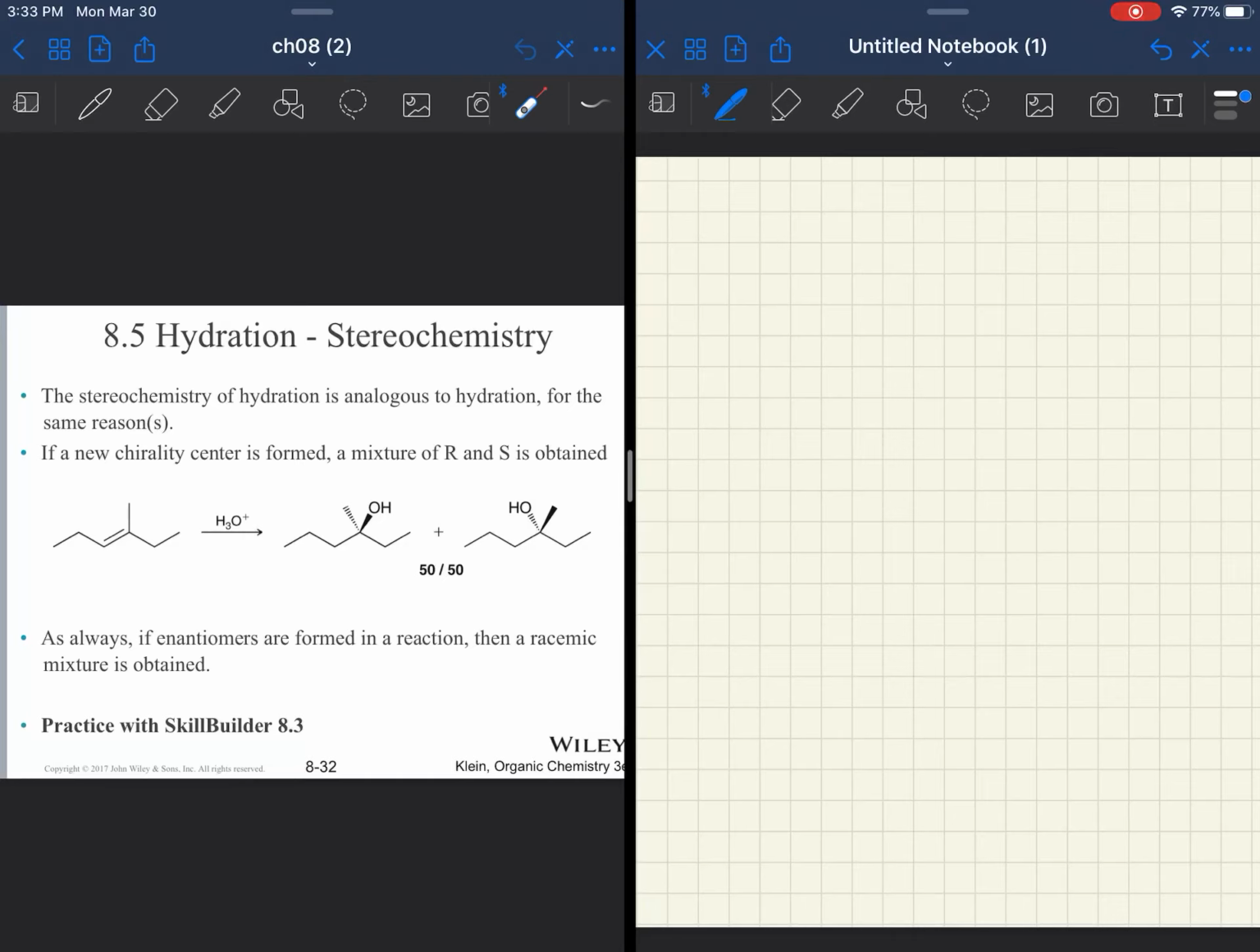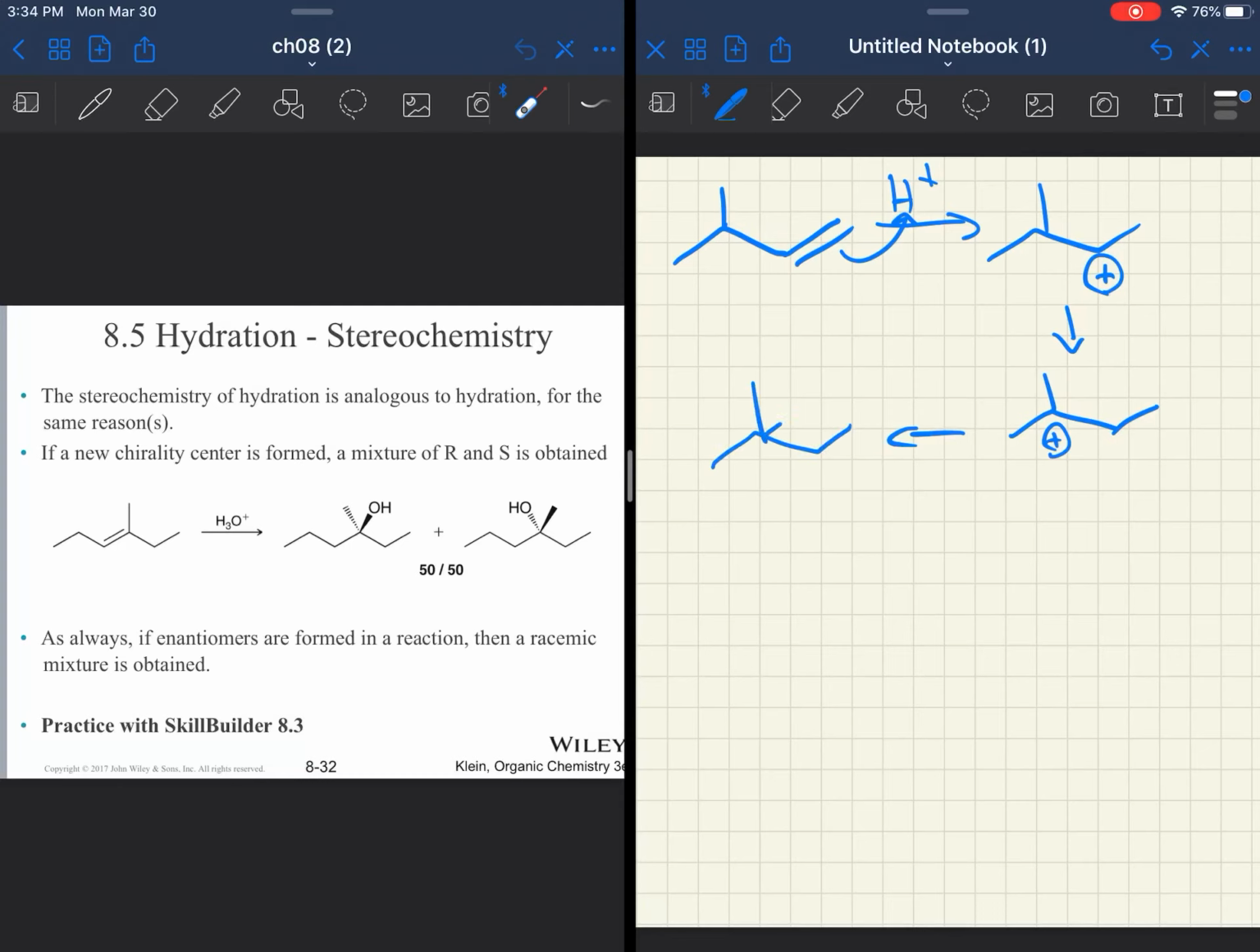Now, anytime that you have a carbocation, so let's say we have this guy here, H+, you will have the possibility of a rearrangement, right? So you might see water adding in ways that you weren't expecting.